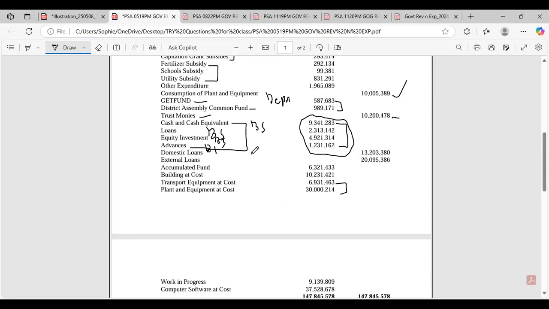Okay, let's continue. Look at this one. Domestic loans, external loans. Where will they go? Yeah, they are on the credit side. But where would they go? Domestic loans, external loans. We have to know it.